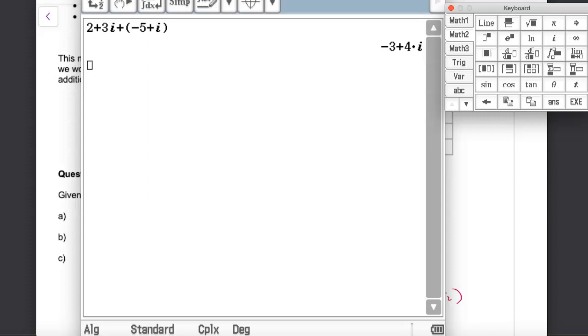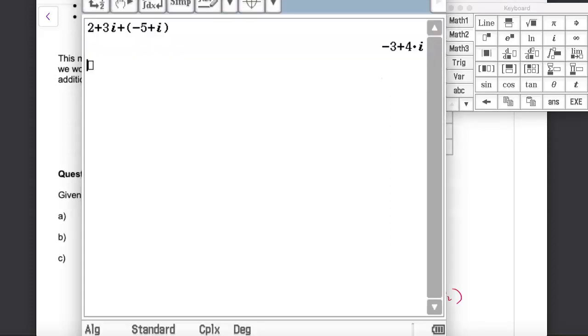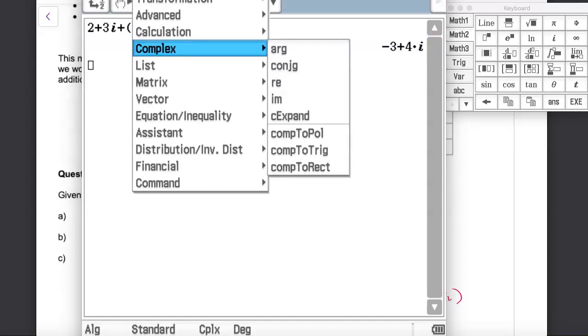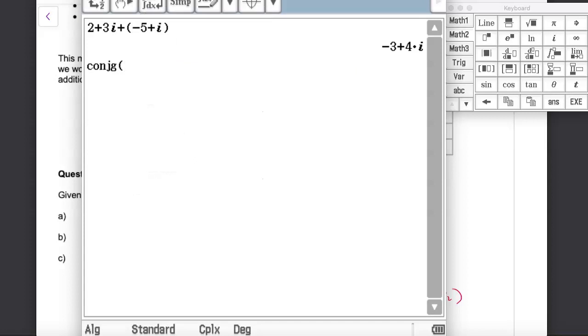The other thing that's actually quite nice is that if we use our action menu at the top and we hit complex, we've got lots of little things that we can do with our complex number. We could ask it to express the real value with the imaginary, or we could ask it to find the conjugate. So if you had -6 plus 12i as your complex number, it will tell you it's -6 subtract 12i.